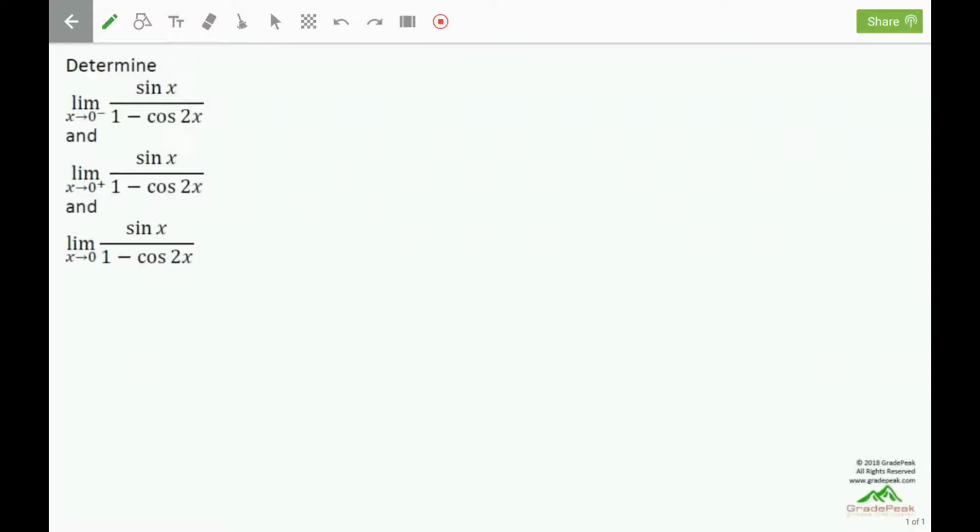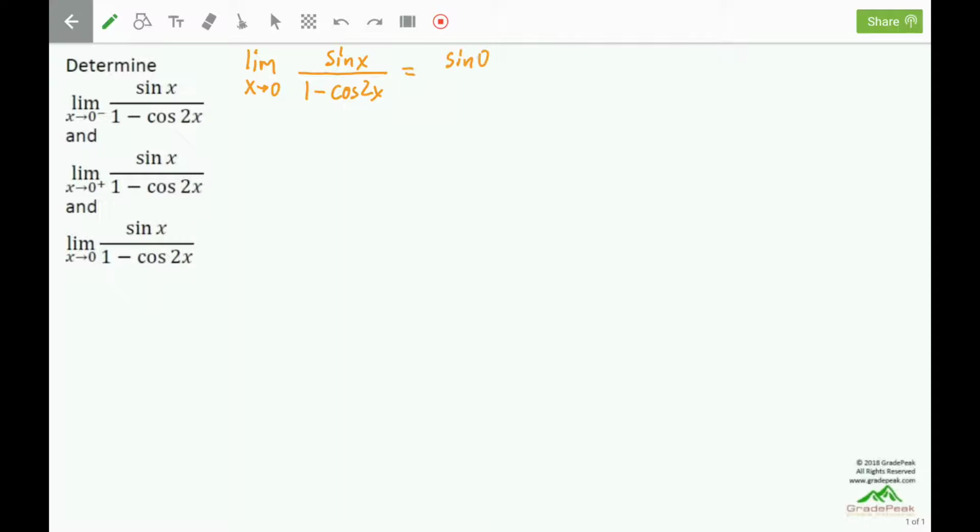Determine the left-sided limit and the right-sided limit and the two-sided limit as x approaches 0 of sine of x divided by 1 minus cosine of 2x. Each of these involves the limit as x approaches 0 of sine of x divided by 1 minus cosine of 2x. The first thing to do is try plugging a 0 in for each of the x's.